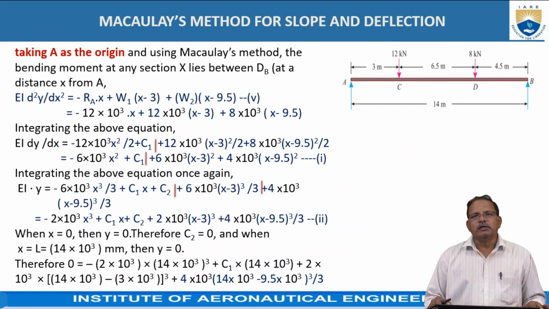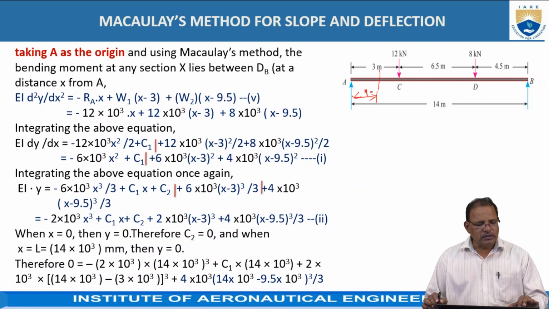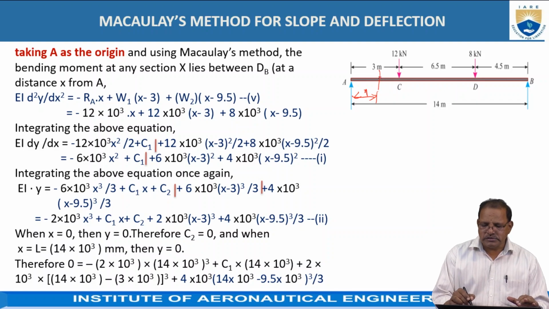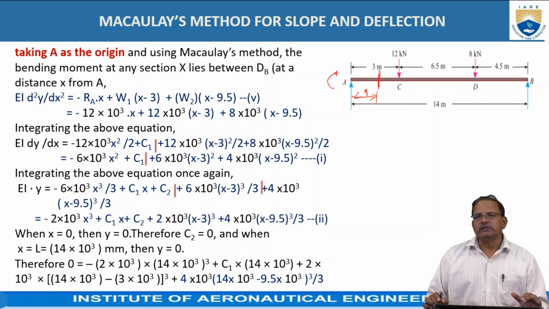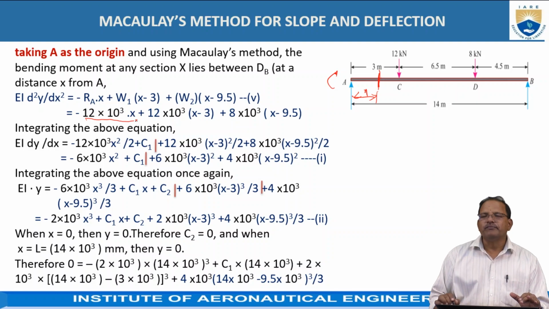Taking A as the origin, that is the left-hand side of the beam. First of all, consider one point according to the class methods. At a distance of x, the modified equation is EI d²y/dx² = RA into x. When you are taking RA times x, this moment is in the anti-clockwise direction, hence it is treated as negative.